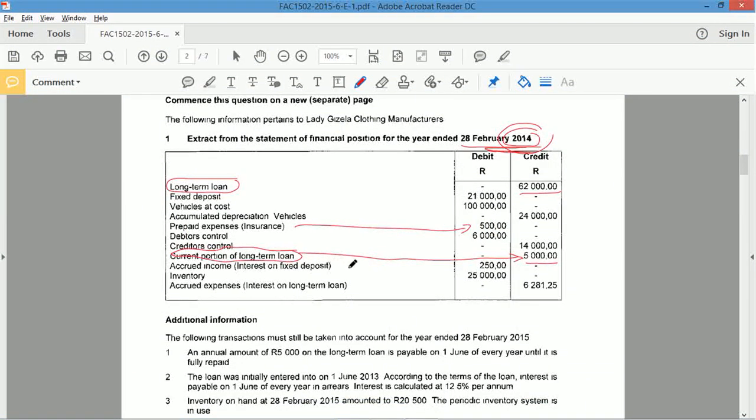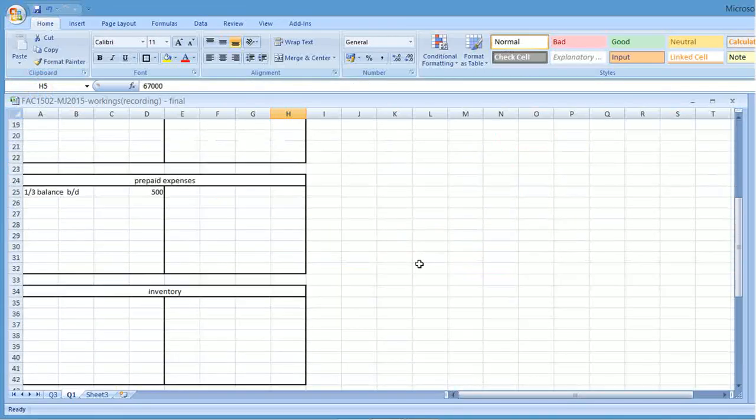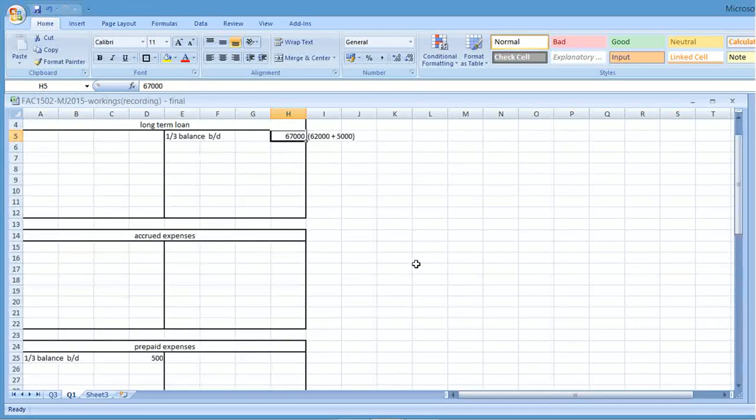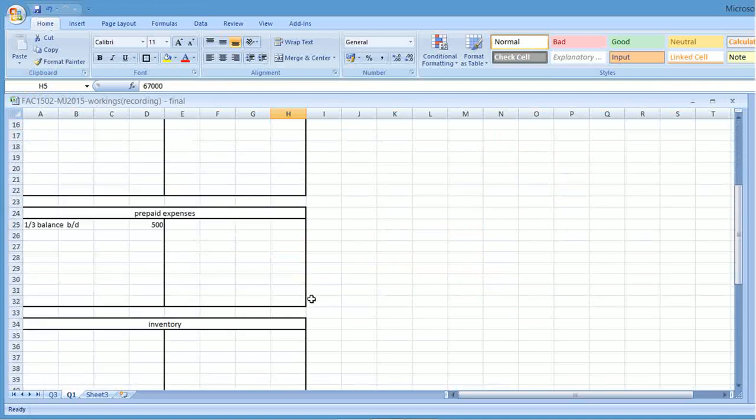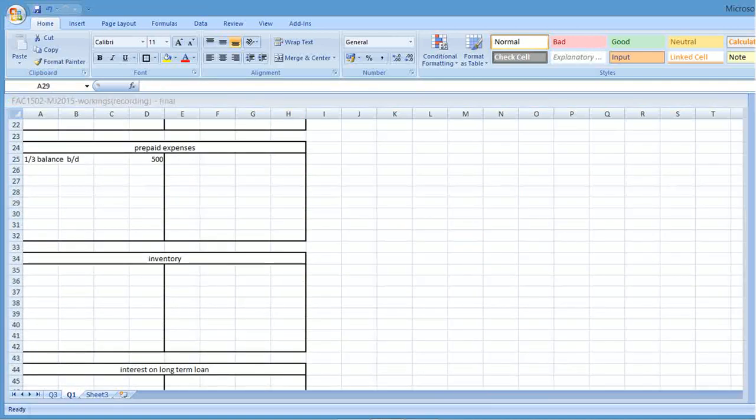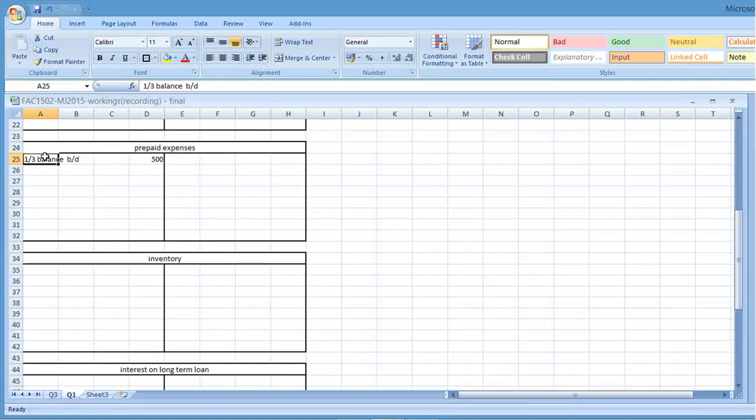Accrued income, interest on fixed deposit. Now we know what that's for. Do we have that? I think so. Did we? No, we didn't. Okay, so we actually didn't need that. Inventory, 25,000. That I did need. So here in inventory, I'm going to record the opening balance, and the inventory balance was 25,000.